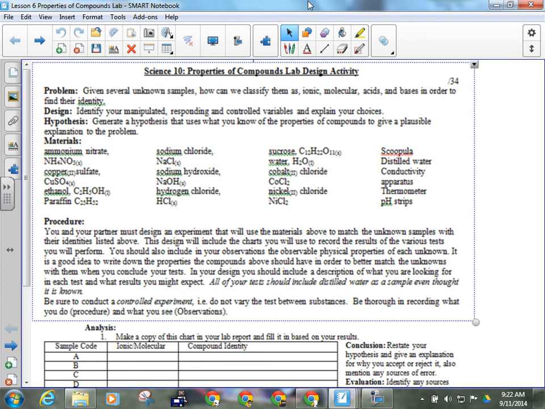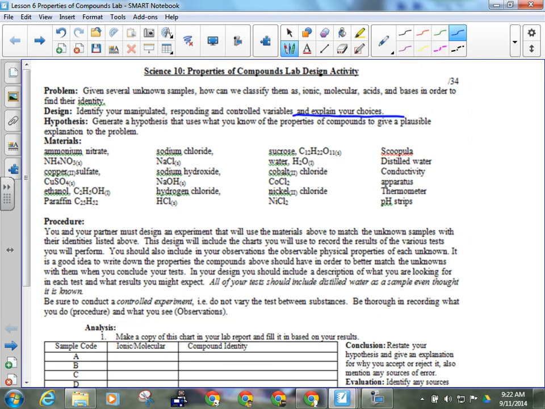For the design, we need to identify our manipulated, responding, and controlled variables. And this is the thing people forget: you need to explain your choices. So when you say this is the manipulated variable, you've got to tell me why. Are you changing it? How are you changing it in the experiment? That way I know that you understand why it's the manipulated variable. Everyone understand?